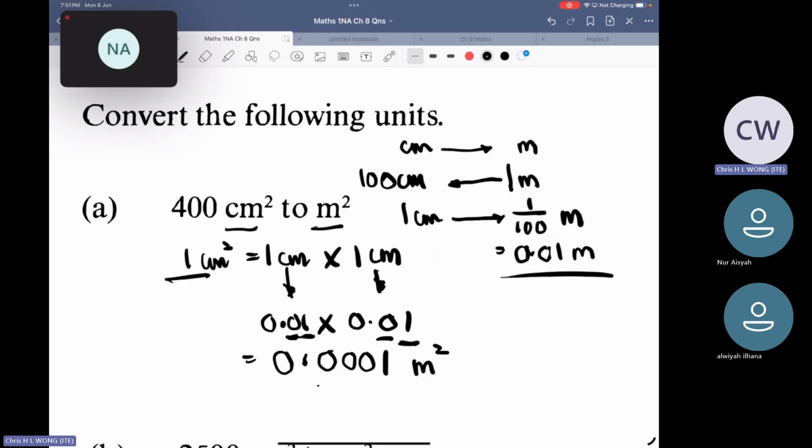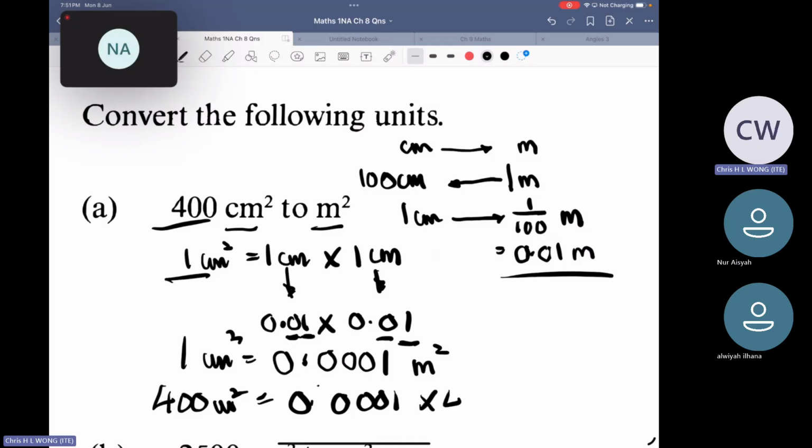But we want 400, right? 1 cm square gives you 0.0001 meter square. 400 cm square, you will have 0.0001 times 400. Take out your calculator, press, you should get 0.04 meter square. Am I right?